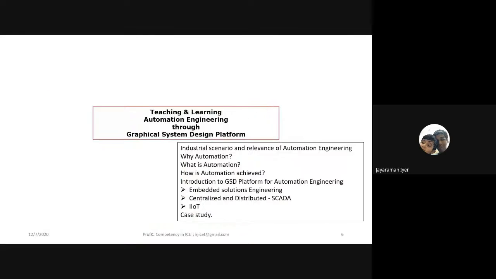Okay. Teaching learning, in this particular session, I would have given here automation engineering. What I mean by automation engineering: I'm going to talk about why automation, what is automation, how automation is achieved, and the GST platform. I am only going to give you a bird's eye view of the GST platform. Madam Genga has told something about LabVIEW and Industry 4.0. It's more or less the same.